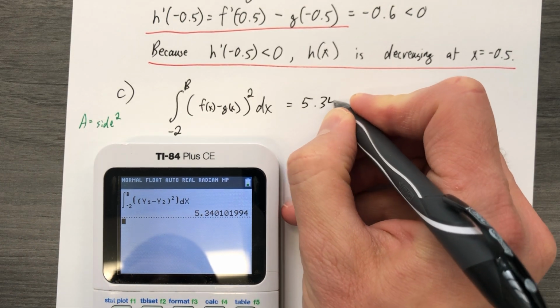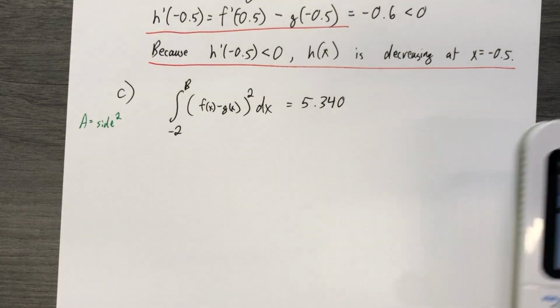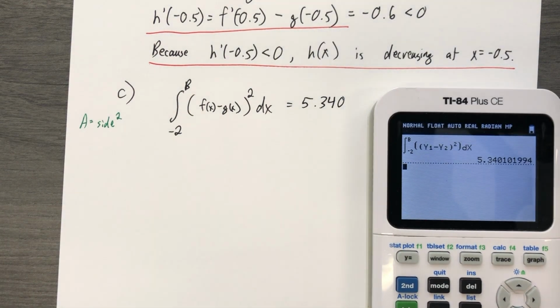5.340. Don't leave that 0 off. It's just a 0. I hear you. They want 3 decimal places, unless this truncated. If this was truly 5.34, nothing else, then you'd be fine. But it's 5.340 and so on, so put the 0.